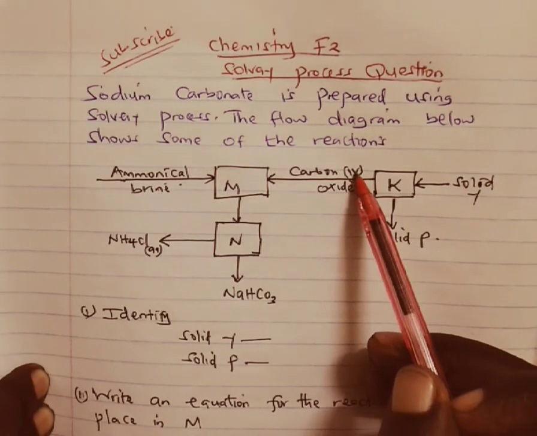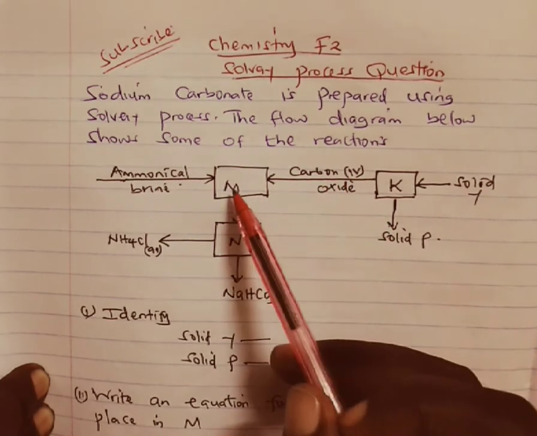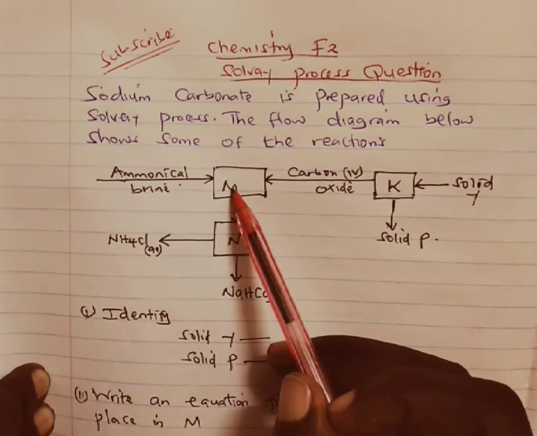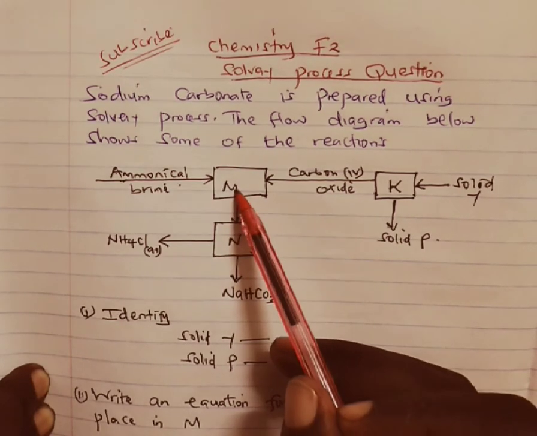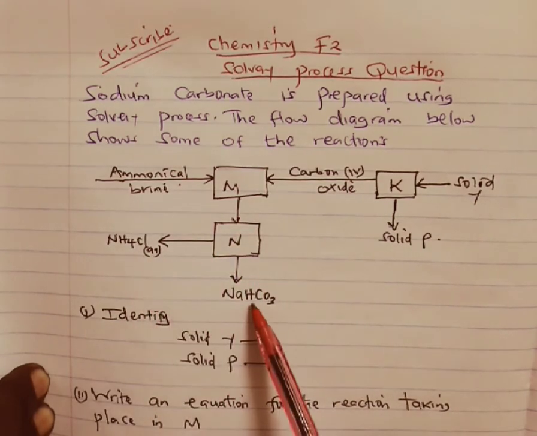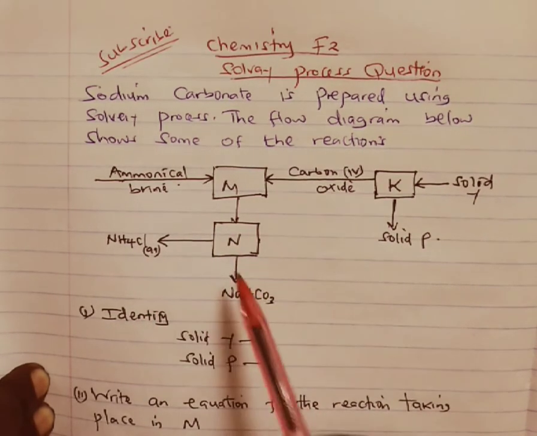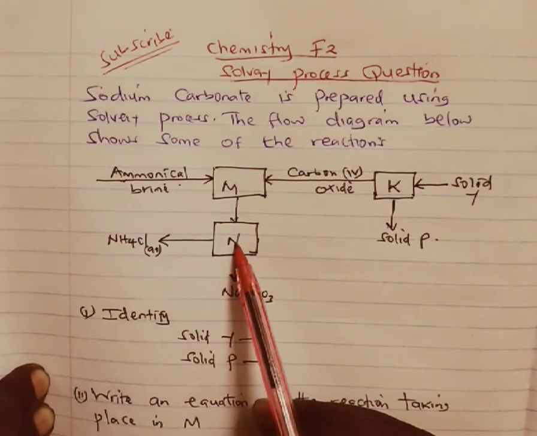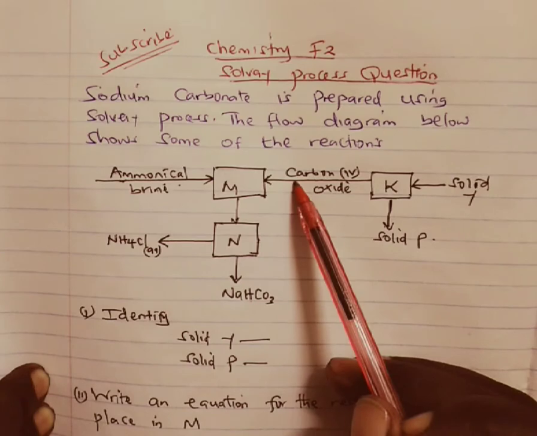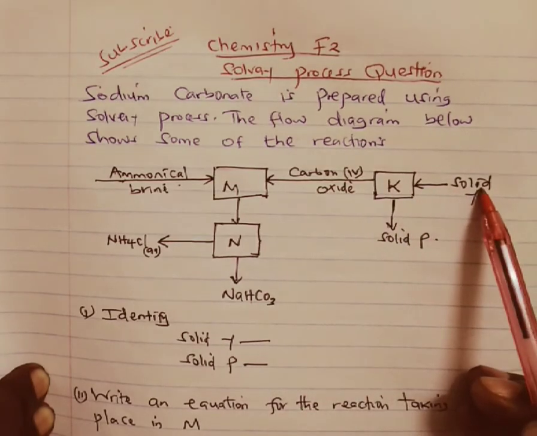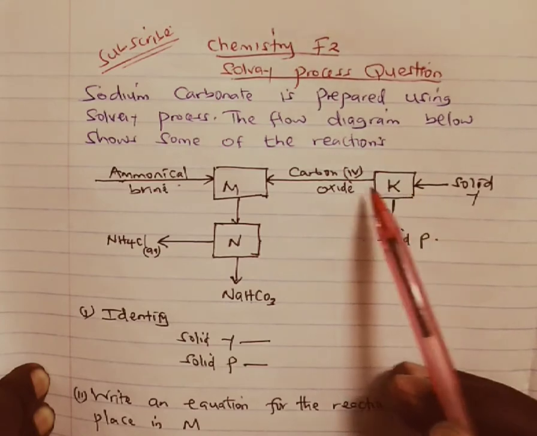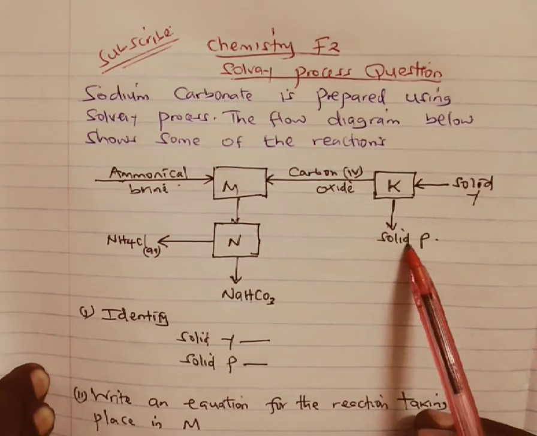Then from the other end, we have carbon 4 oxide coming into chamber M, which we call the carbonator. From chamber M, the reaction produces ammonium chloride and sodium hydrogen carbonate, which are separated at point N. Then from point K, where carbon 4 oxide is coming from, we have solid Y coming in, and solid Y produces carbon 4 oxide and solid P.